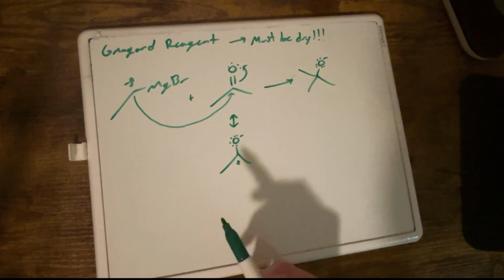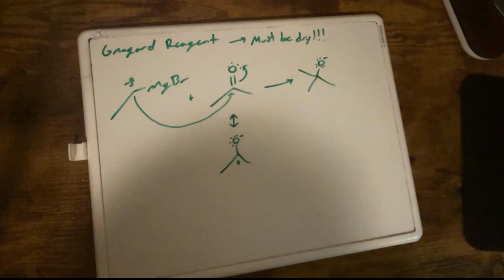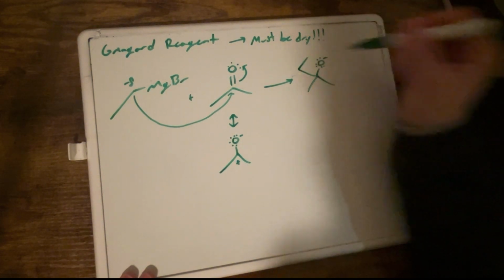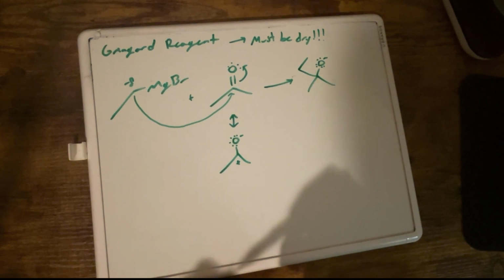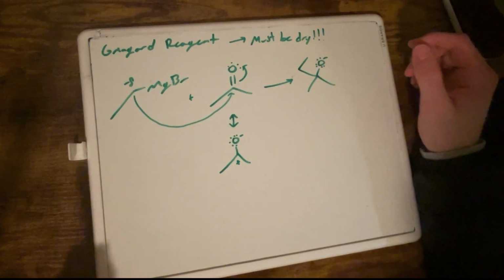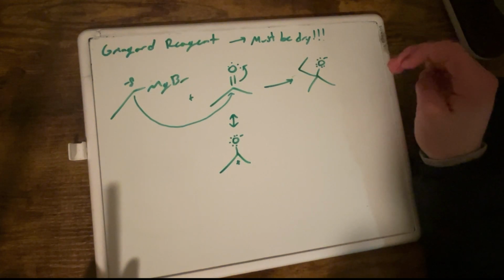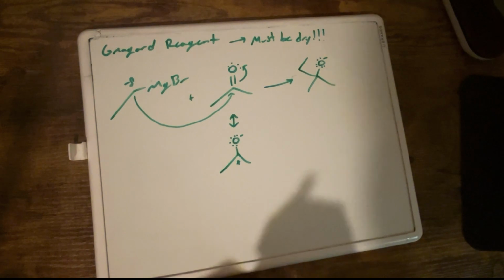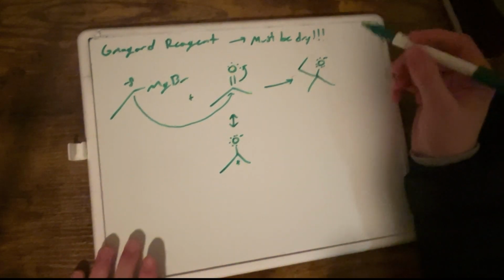I'm not sure if that's a backside attack. My professor didn't talk too much about that, it'll look like this. Forgot the extra carbon there. But yeah, so basically that's it. It's really not a too difficult reaction.